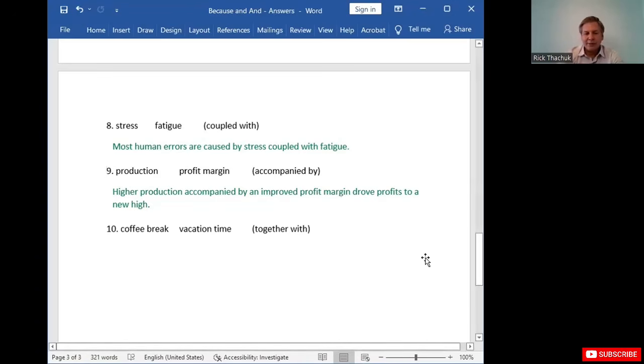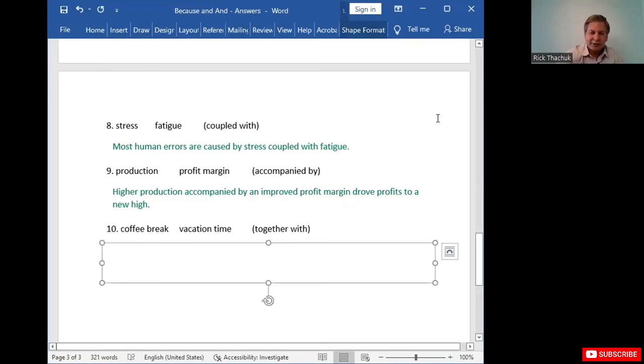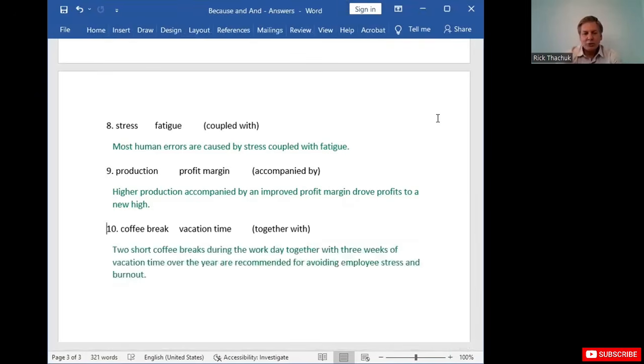And finally, number 10, coffee break, vacation time, together with. Let's take a look at this sentence. Two short coffee breaks during the workday, together with 3 weeks of vacation time over the year, are recommended for avoiding employee stress and burnout. That's a long sentence, but it certainly satisfies the criteria.